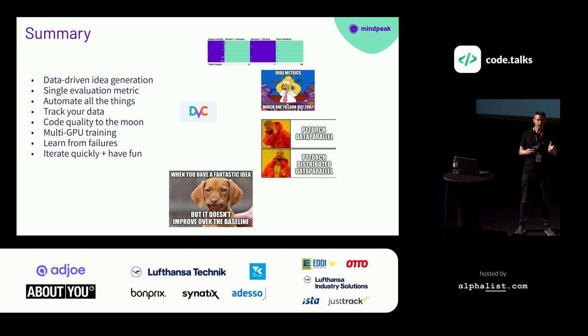Make your code quality as good as possible, because that way you help your team and you get the virtuous cycle of being faster and faster. When using multi-GPU training, always use the distributed data parallel option rather than the normal one. And last but not least, when you fail, when something is not working out, use it as an opportunity to learn and to make your models better in the future. So overall, just iterate quickly, have fun doing it, and train a cool model.